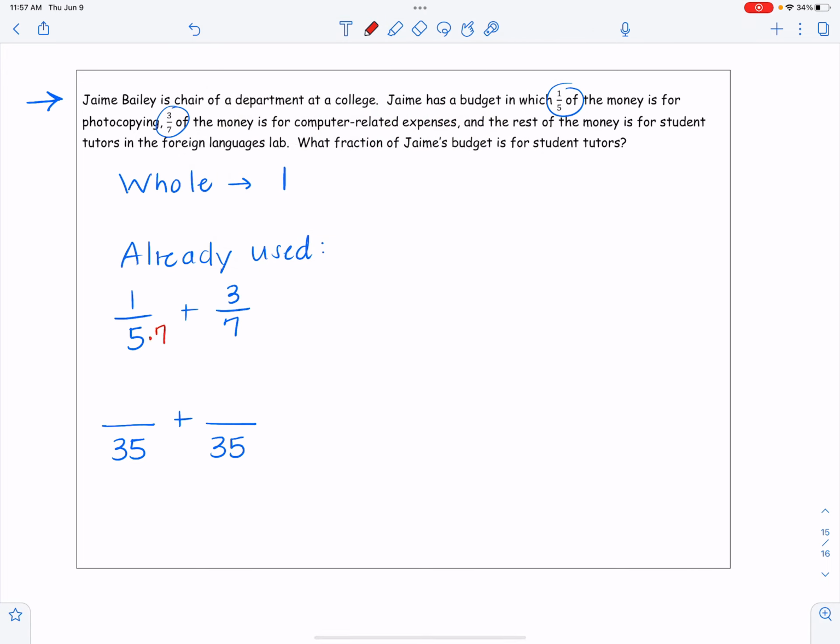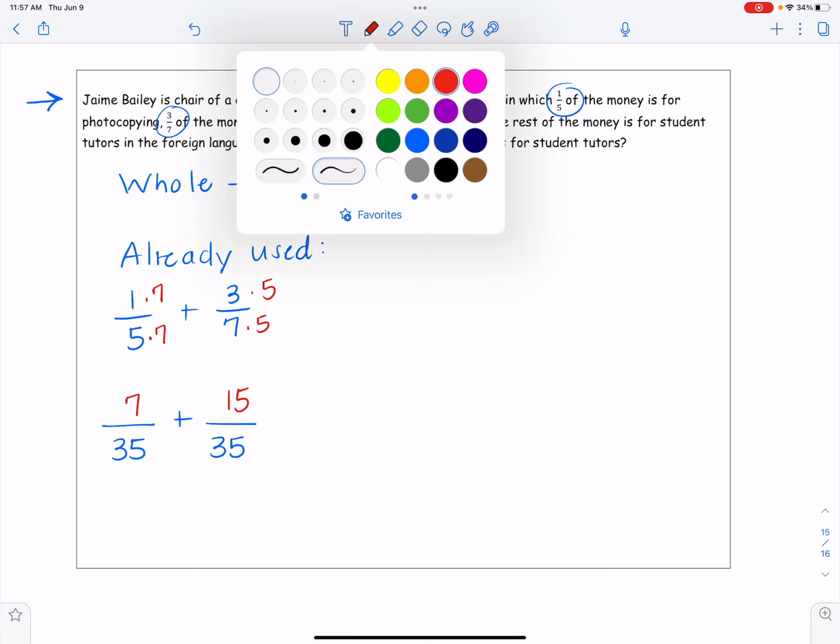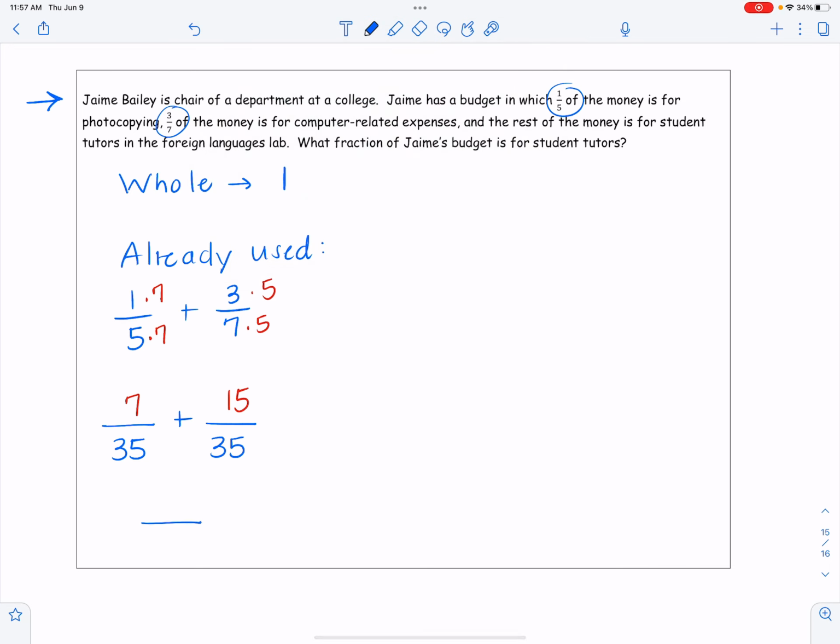All right, the 5 has to be multiplied by 7. So same thing to the numerator. The 7 has to be multiplied by 5. Right, so same thing to the numerator. And then common denominator of 35. 7 plus 15 is 22. So this is the amount of the budget that has already been used. All right, now if we continue reading to make sure we understand the question, the rest of the money is for tutors. All right, so this is asking me what fraction is left for the tutors.